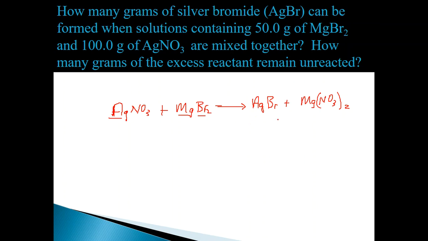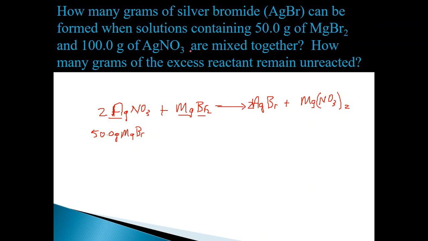Then what you have to do is balance this equation, because it is actually unbalanced. To balance this, we're going to need a 2 here, and we're going to need a 2 here. All right? So that's a balanced equation. That's the first thing you have to do in order to solve this problem. Okay, so the next step is that we start with the 50.0 grams of magnesium bromide.